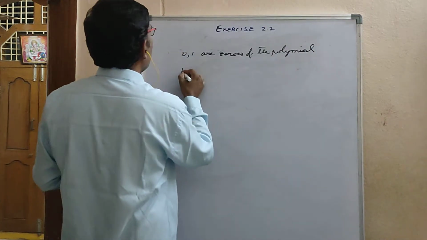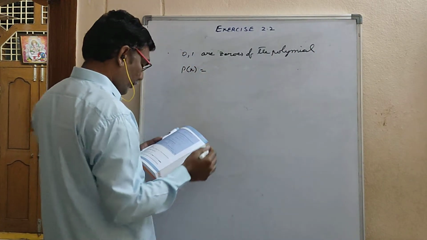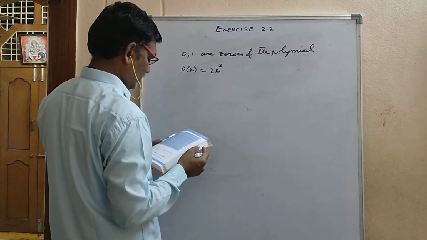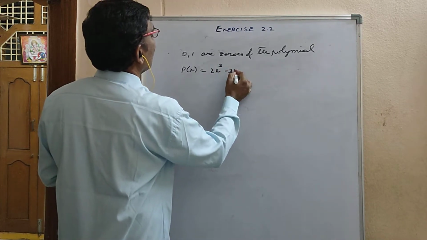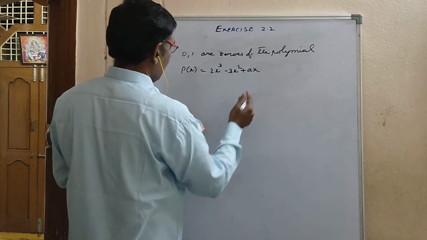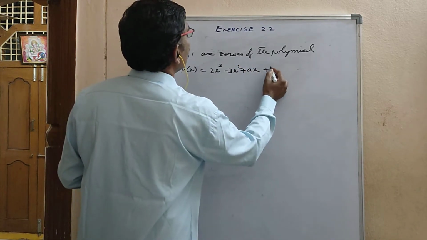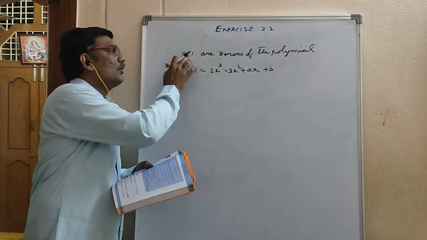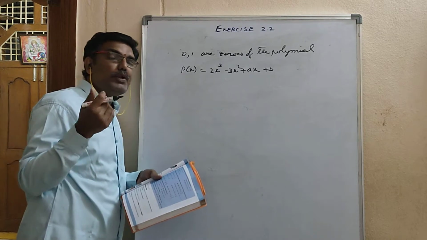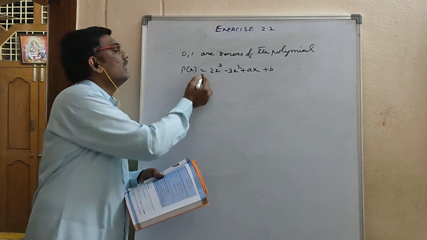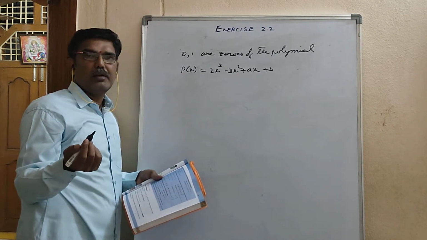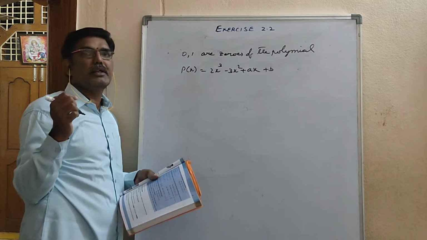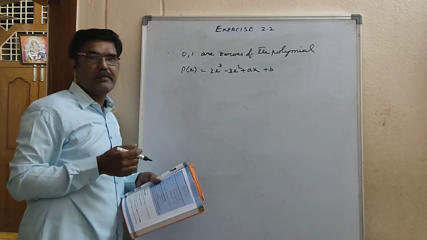Okay. What polynomial have they given here? 2x cube minus 3x square plus ax plus b. It is one polynomial they have given, and 2 zeros are given. First what you have to know is this polynomial is a cubic polynomial. In a cubic polynomial how many zeros will be there? 3 zeros will be there. How many have they given? 2 they have given.